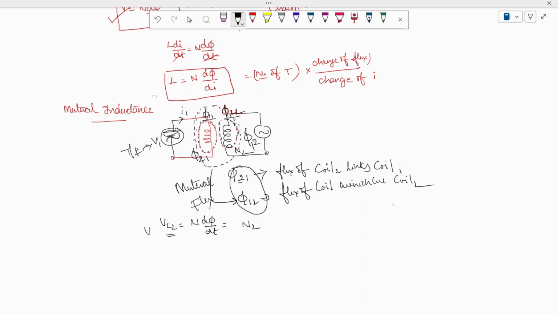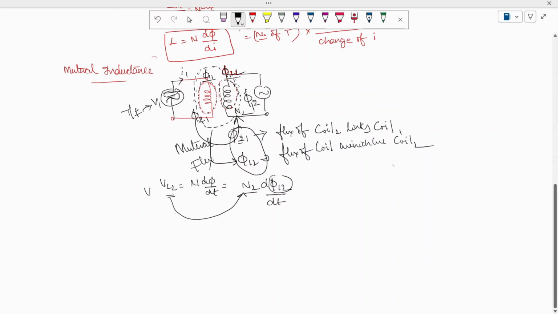In this N2 number of turns, the flux which travels from coil 1 to coil 2 is called mutual flux. This is dφ12/dt. So the EMF induced in the secondary depends upon the number of turns in the secondary and the flux which travels from coil 1 to 2, where we call it φ12, divided by dt. And this φ12 is flowing only due to a current, which is nothing but I1.